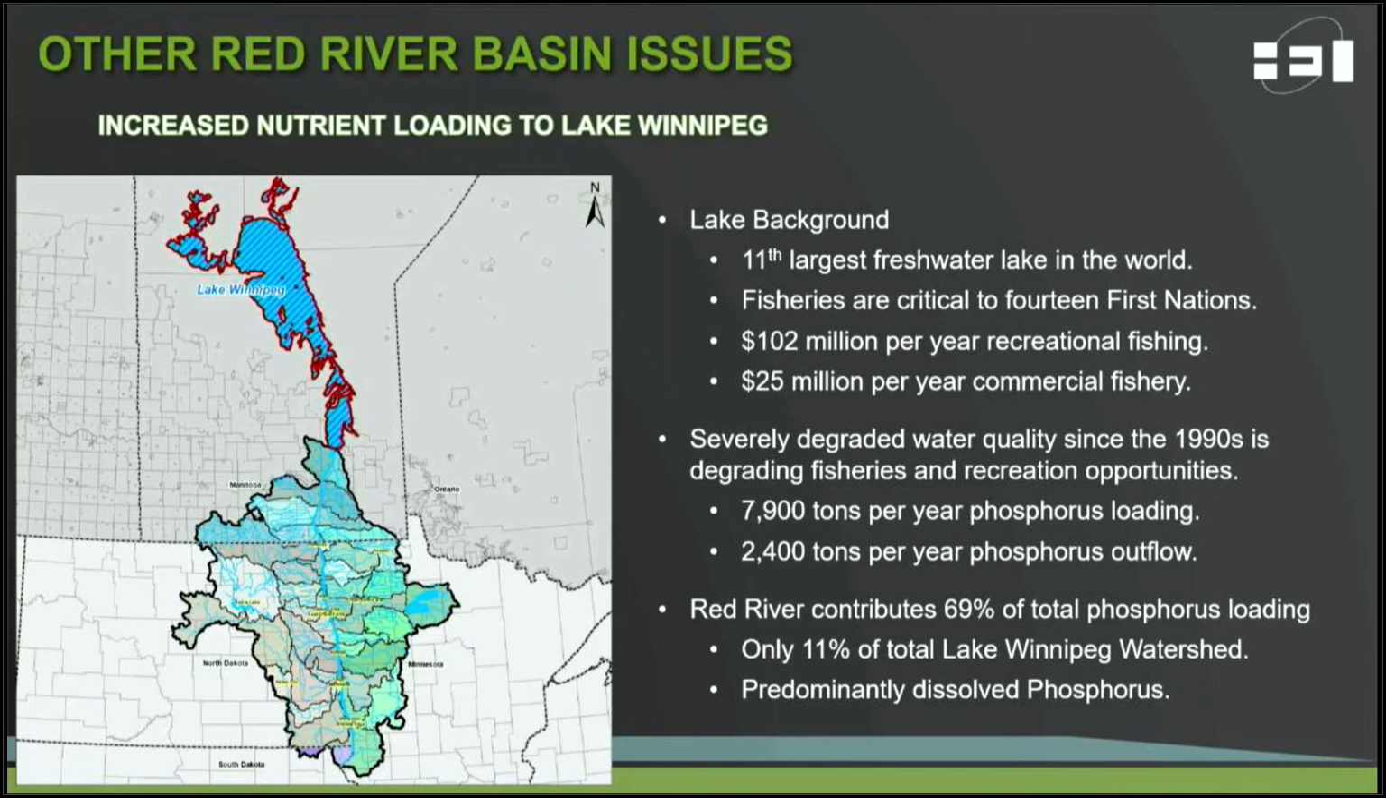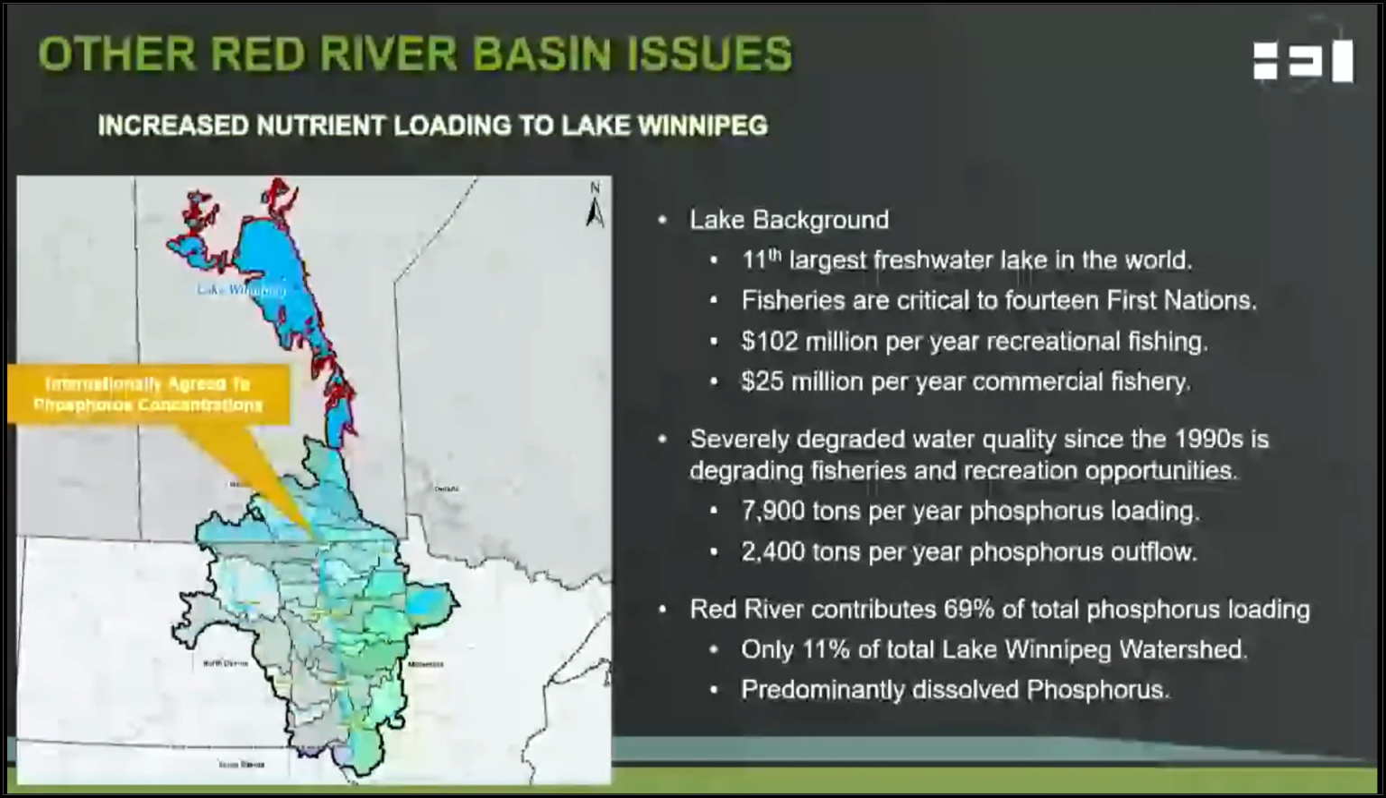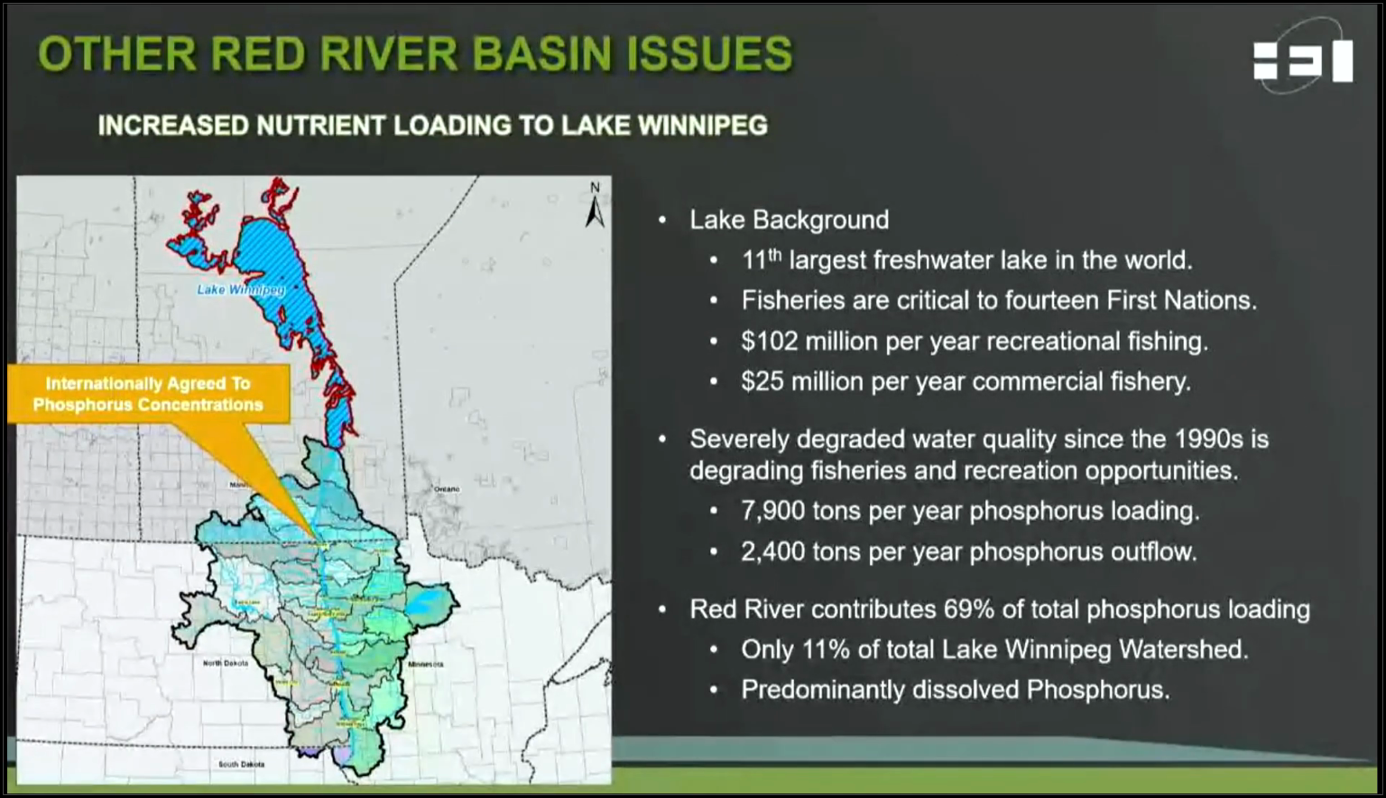So what's led to this is there's an internationally agreed to objective at the international border to meet the phosphorus standard, as Drew mentioned in his presentation. Roughly the 1990s phosphorus concentrations crossing the international border, roughly about a 50% reduction in phosphorus is what would be required to get to that.